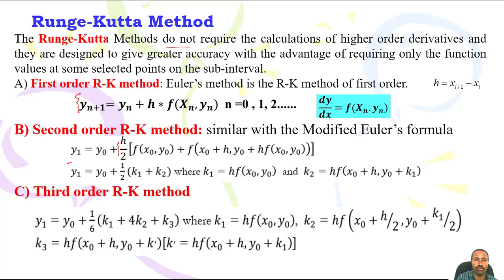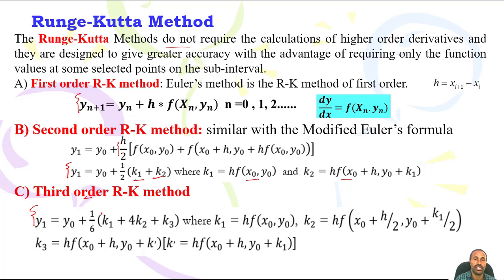So to compute y1, you have k1 and k2, where k1 is h times f of x naught, y naught, and k2 is h times f of x naught plus h, y naught plus k1. k1 will be added to the second coordinate, then you find that this is the first approximation. Second approximation, you proceed like that, and then you arrive at the solution. And the third order RK method, I think you will go up to k3, which is the solution for the first approximation.